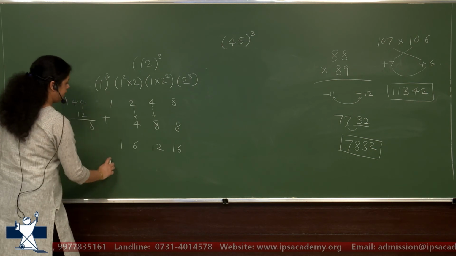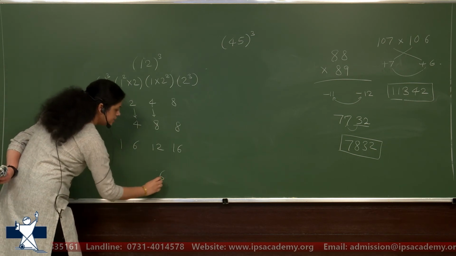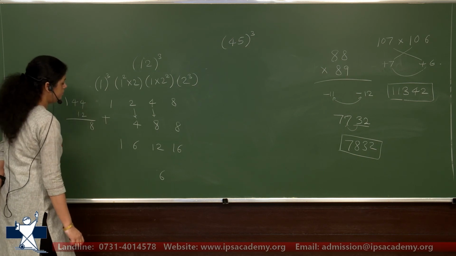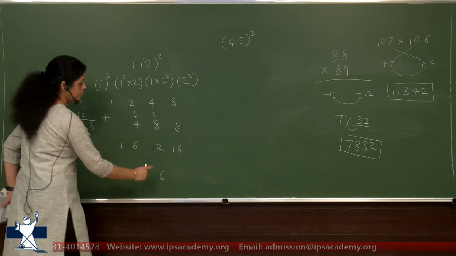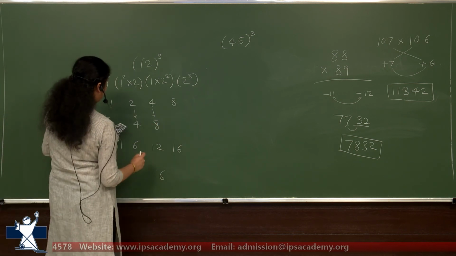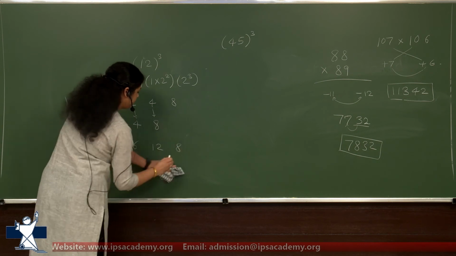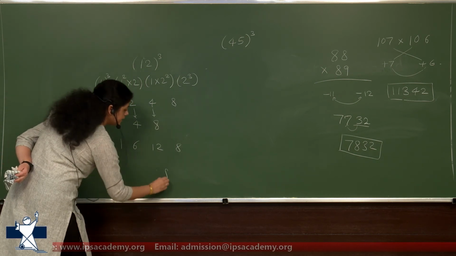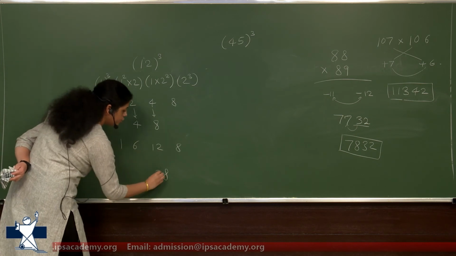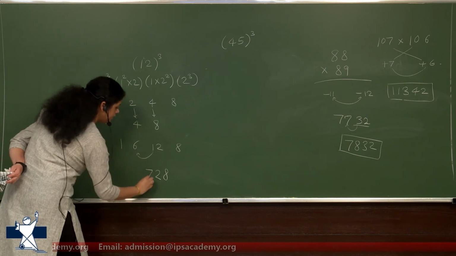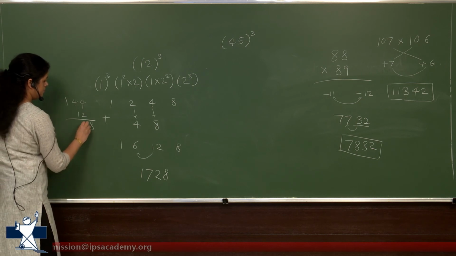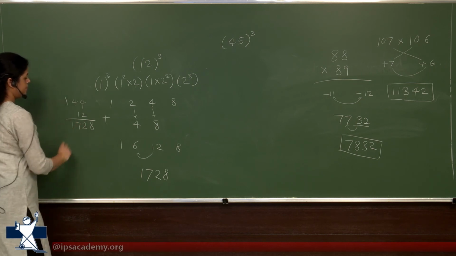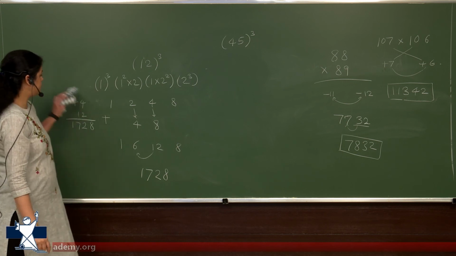Now you can write the unit digit 6. Then wait, these numbers we don't need to add. This will remain as 8 only. So unit digit is 8. This is 12, so 2, 1 will be carried over, 7 and 1. Now is it right? Yes, sir. Right. Sorry, my mistake. I'll explain again.